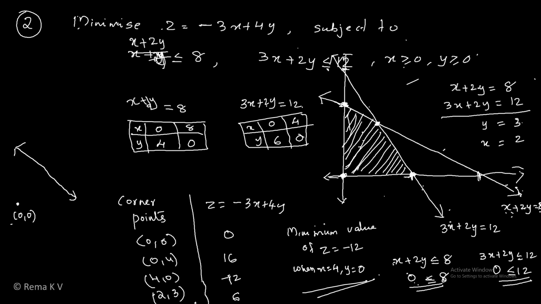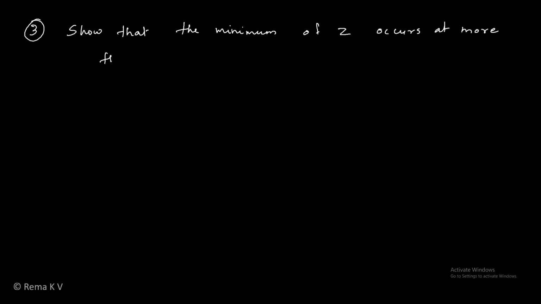Okay, now the next one is: show that the minimum of Z occurs at more than 2 points. Show that the minimum of Z occurs at more than 2 points.